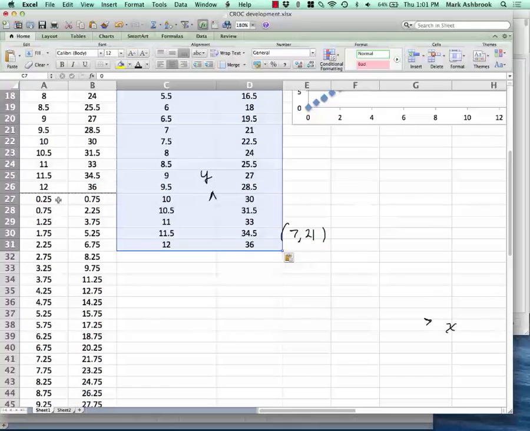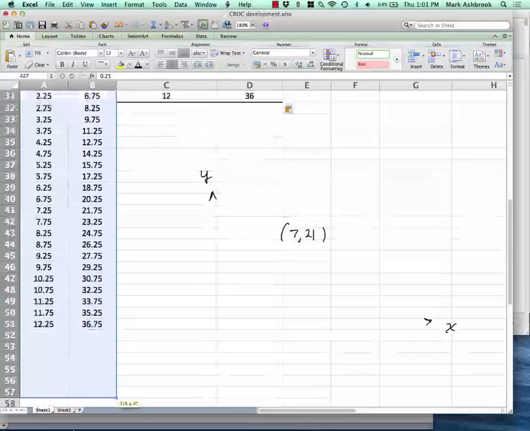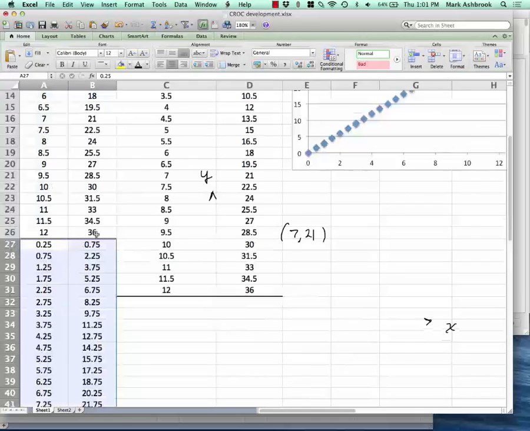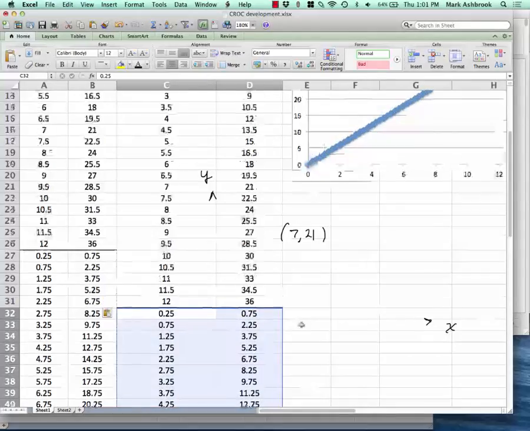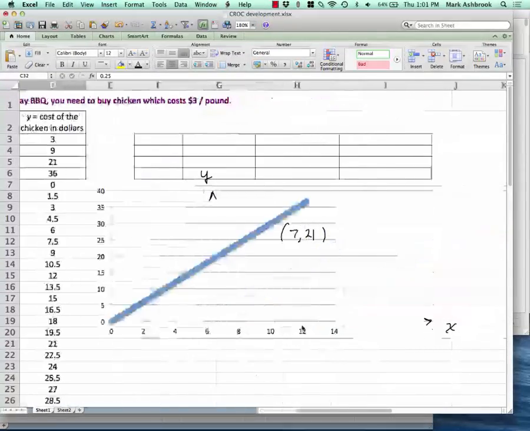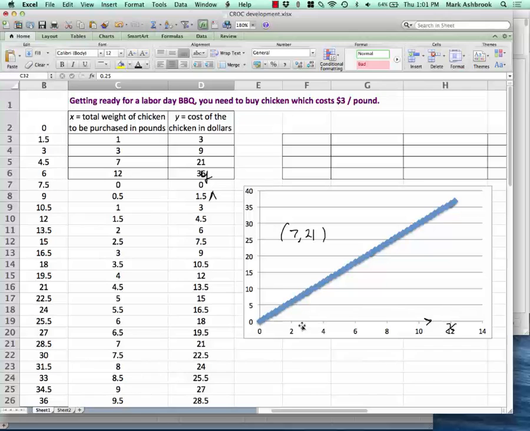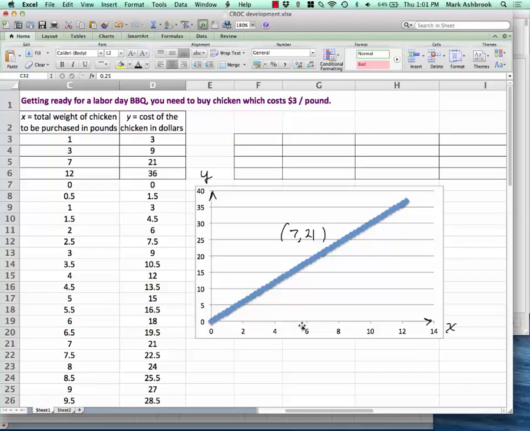Are there more? Lots more. There we go. So now that I'm plotting more and more points, what is taking shape? Or what do you see? Okay, a line. So a line is an example of a graph.